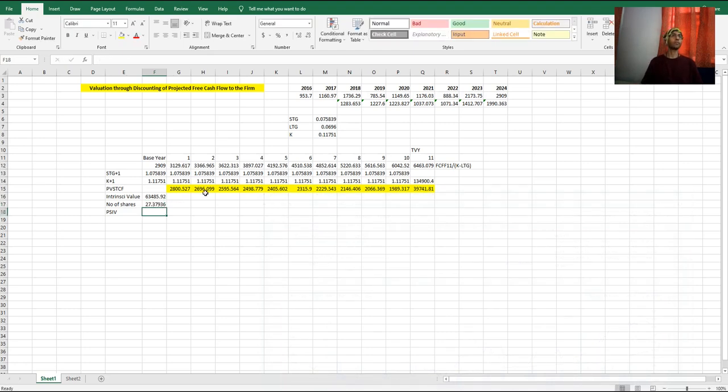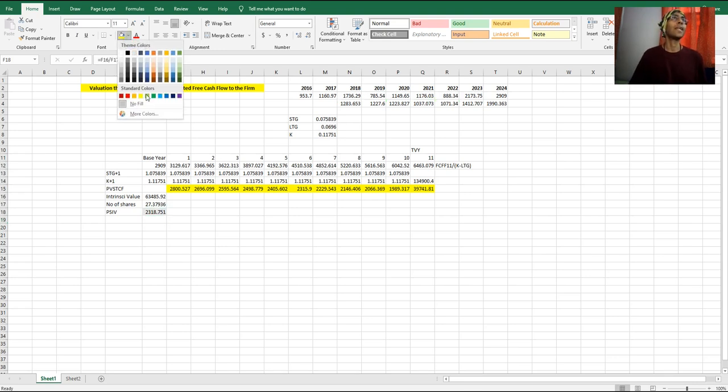4671. So 27.37936 crore shares. This is equal to intrinsic value divided by 27.37. So that comes to 2318.75 Indian rupees per share. This is the intrinsic value as per the free cash flow method, right? So we have found our first valuation pricing. So we have found our first answer.